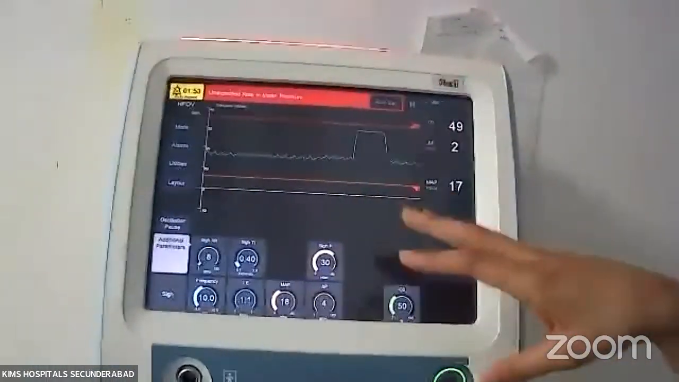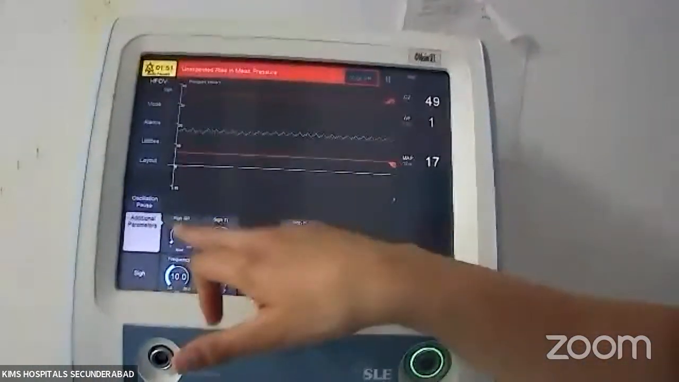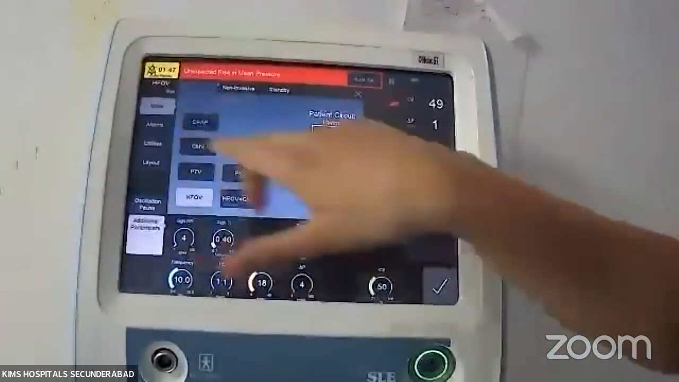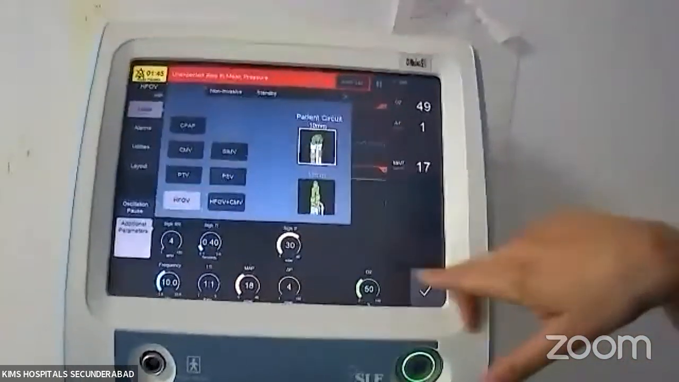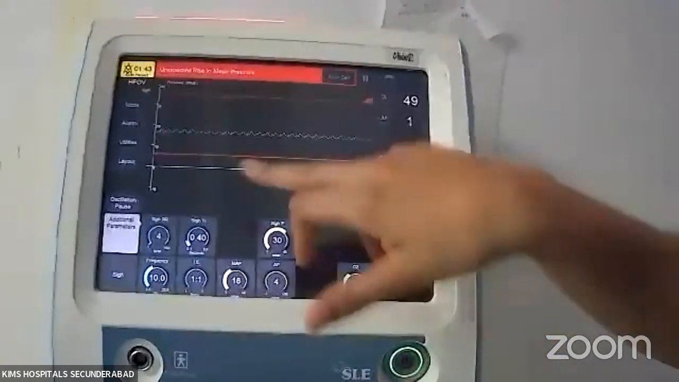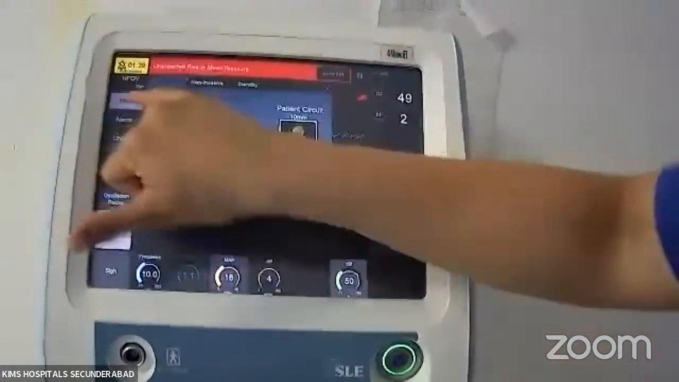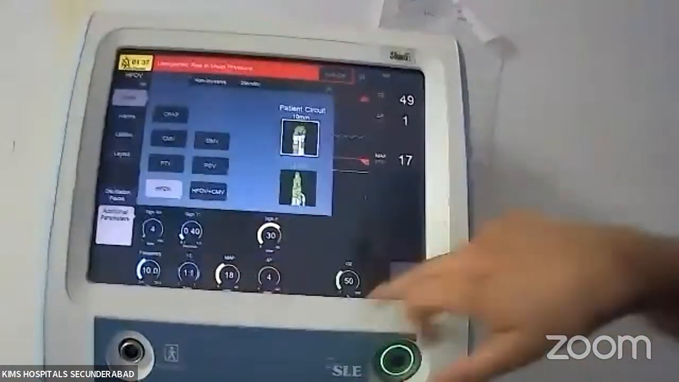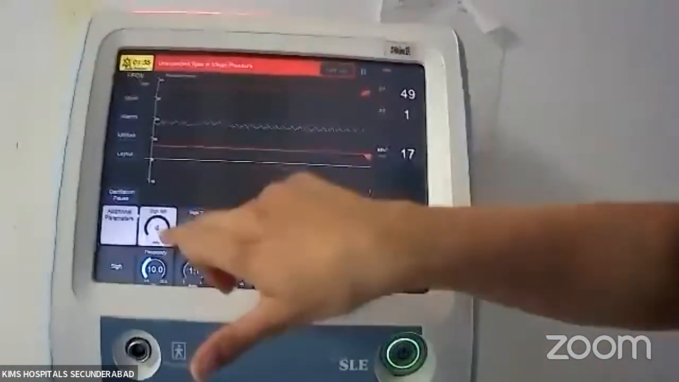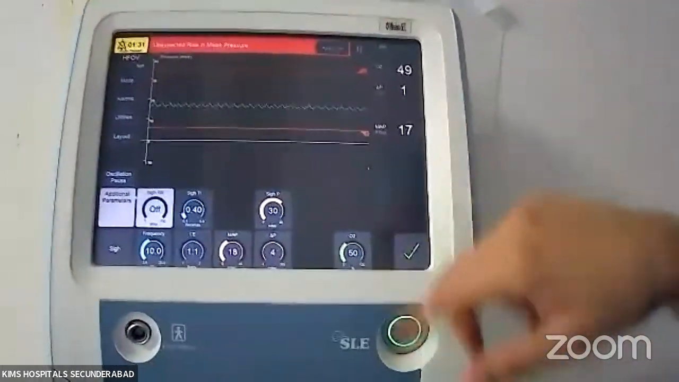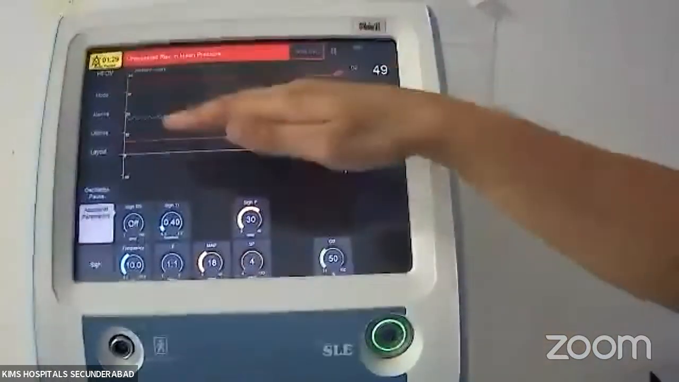Now, once we have reached sufficient alveolar recruitment, you can always choose to reduce the number of sigh breaths, or you can completely move to high frequency alone, where you do not have to add additional sigh breaths. So here there is no concept of sigh breaths. I'll also reduce this to 0. We can completely switch this off. So now it will only function as high frequency ventilation over CPAP.